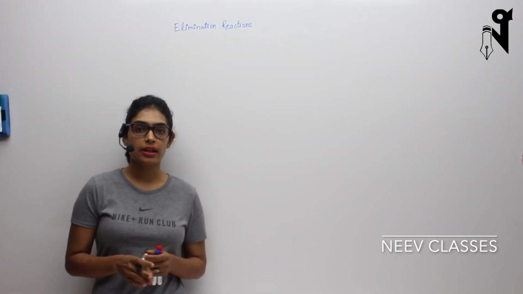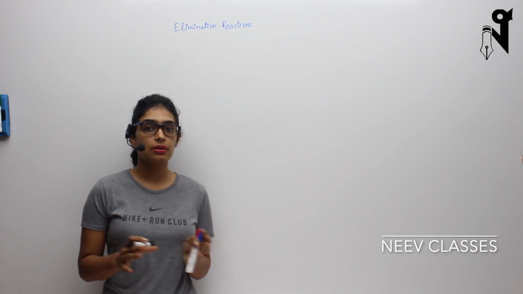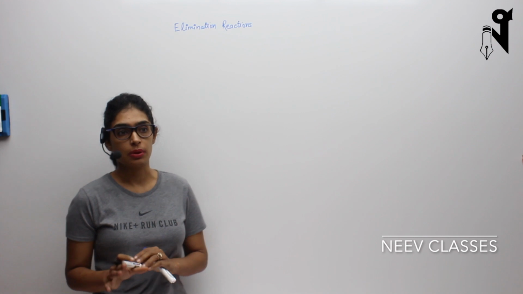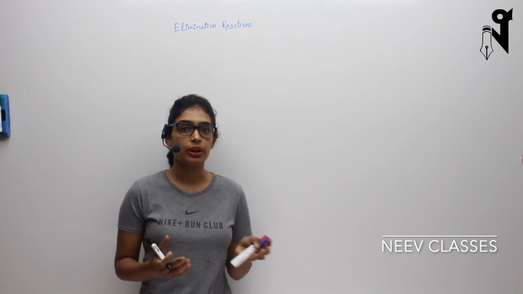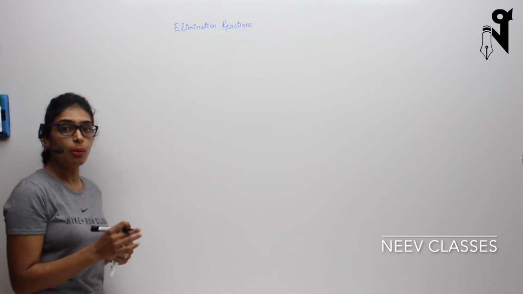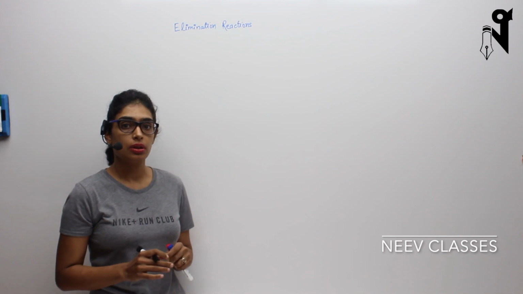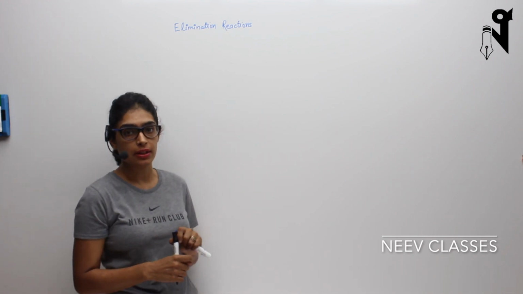Now we have seen the mechanism of E1, and what we have noticed is that whenever E1 is possible, SN1 product formation is also possible. So when we get a question, how will we decide whether the reaction will go through E1 or SN1? Actually, whenever the reaction takes place in the normal condition, both reactions can happen, E1 as well as SN1.